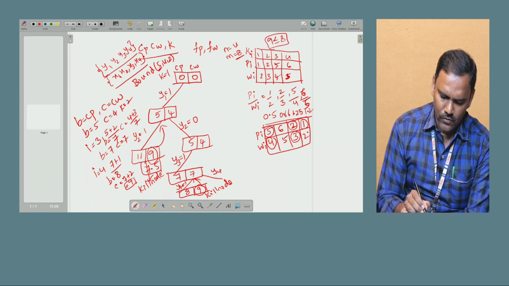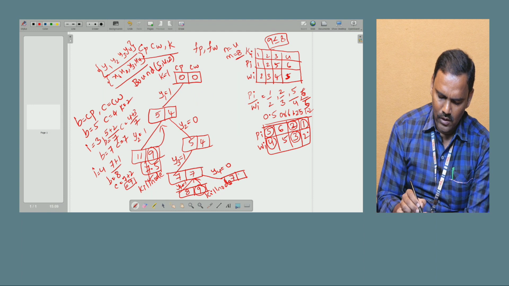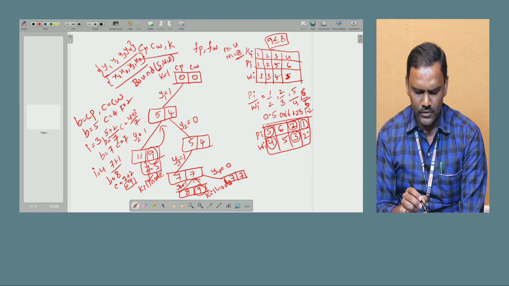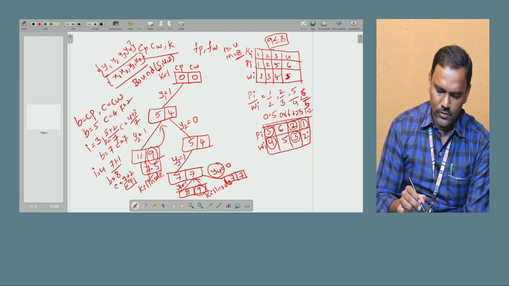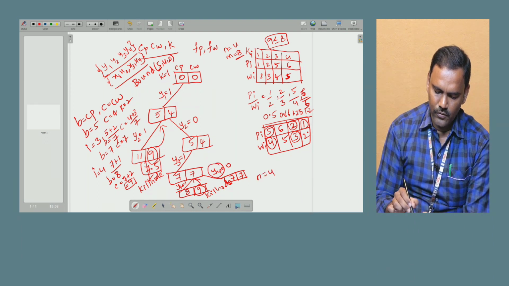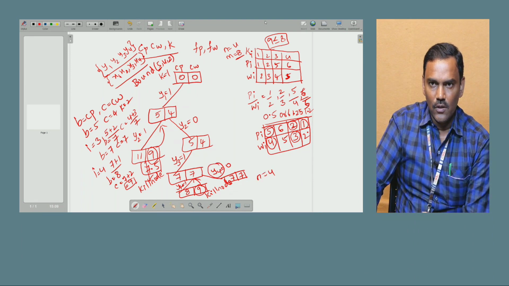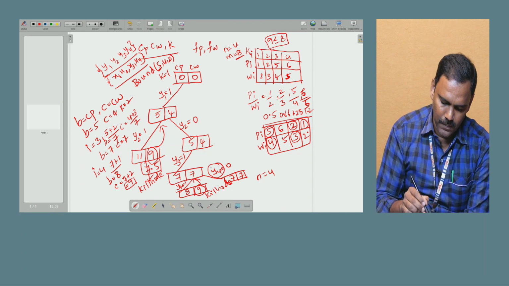We will take y4 equal to 0. Then what you are going to be getting here is 7 comma 7. Now if you see, this is the maximum node. That means we have reached the n value 4. If you reach the n value 4, then that again you have to process.